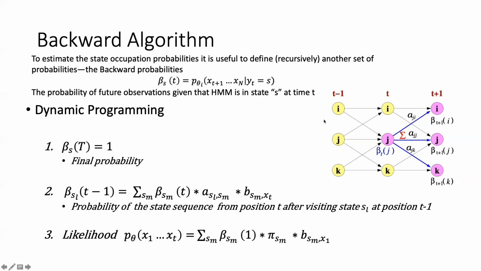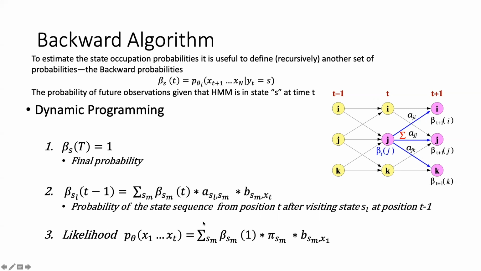Similar to forward probabilities, we can also compute backward probabilities starting from the backwards and then coming towards the left side. So we can initialize it with beta s of t, which indicates the final probability, which is equal to 1, and then beta t minus 1 is computed recursively using future betas and the transition probabilities and the observations in the future states.